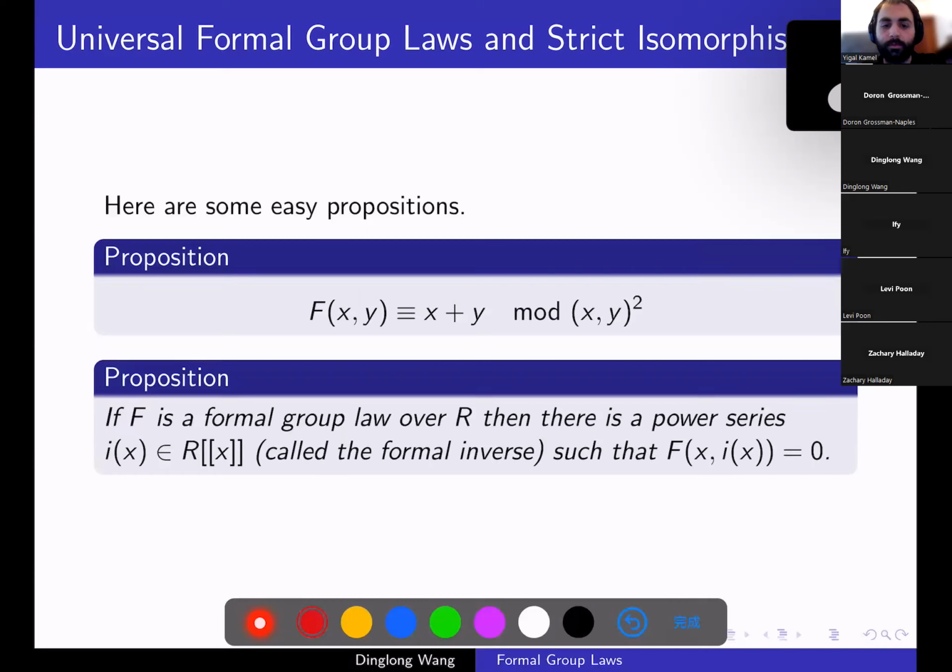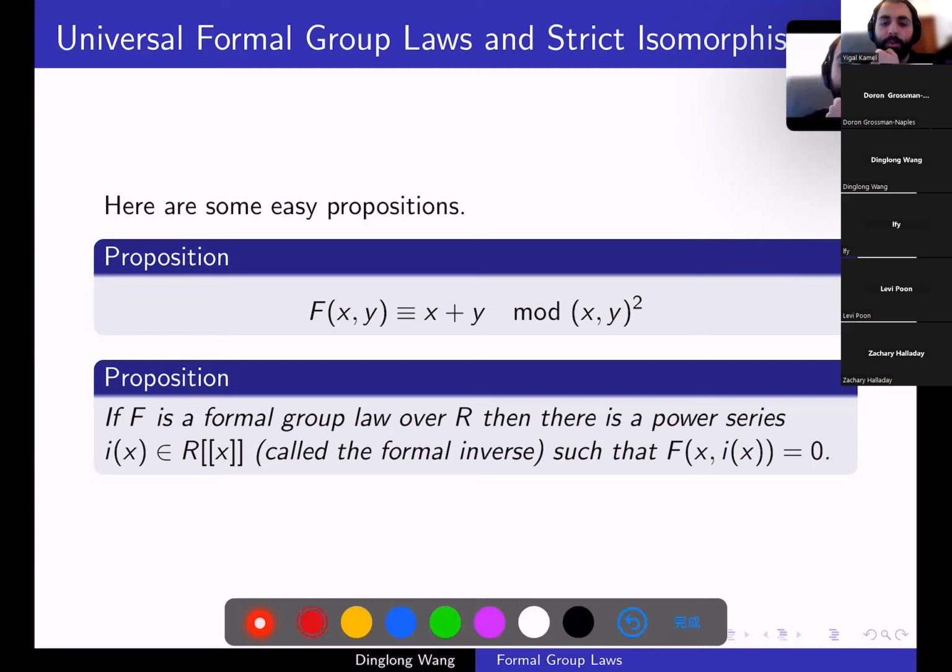The first one is easy to prove. If you set, for example, x to be 0, then you conclude that the coefficient of y must be 1, and the constant term must be 0. And the second proposition is a bit harder, but I think it's routine. You can construct what's called a formal inverse, such that F(x, i(x)) is equal to 0.